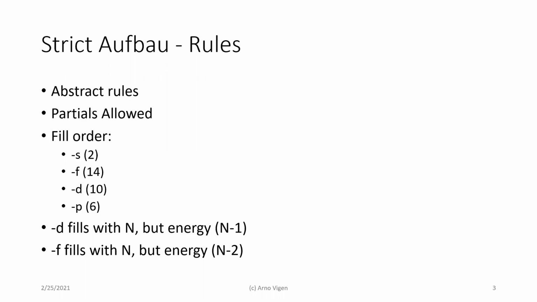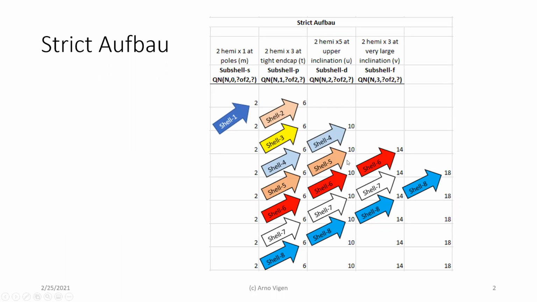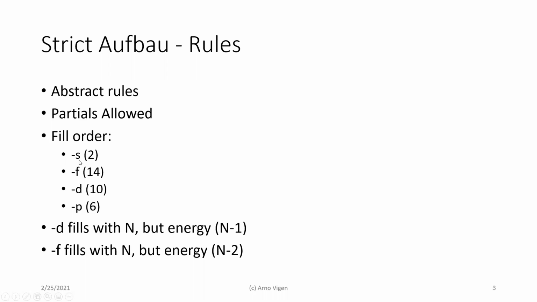Further, there's a fill order once you get onto one of those diagonal lines here. That order is the 2 subshell S, then the 14 subshell F, then the 10 subshell D, and then the 6 subshell P. And finally, the D subshells fill with N, but strangely enough, the energy is N minus 1. So they're presented at a lower number. And the F subshells are filled with N, but the energy is actually N minus 2. Now, these are all abstract. Now, let me explain this in a 3D model.